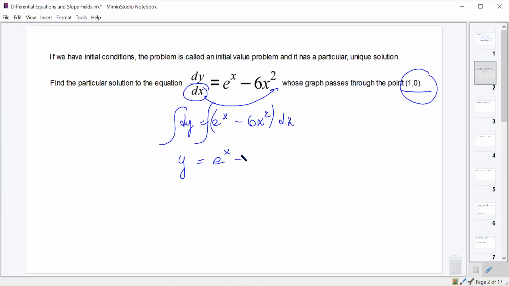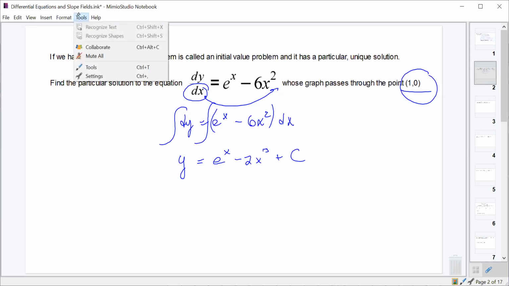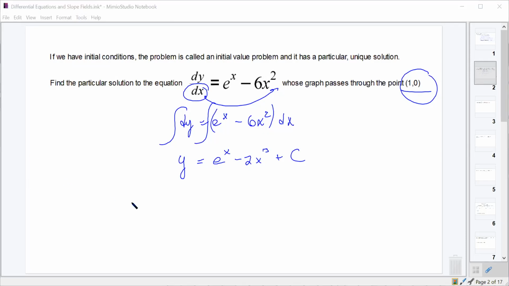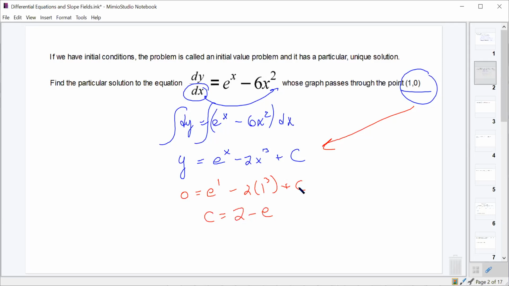2x to the third. Minus 2x to the third. And we have to add some constant. And now that we have an initial condition, we should be able to plug in 1 for x and 0 for y to find that constant. And what do we end up with? Our constant is 2 minus e. And so our final solution here ought to be y equals e to the x minus 2x cubed plus 2 minus e.